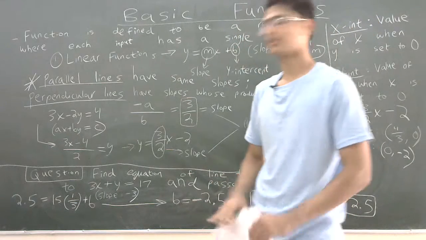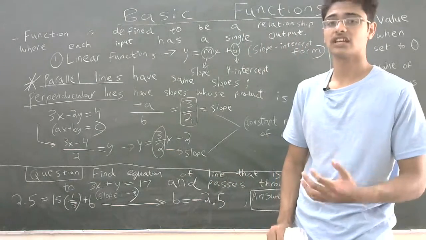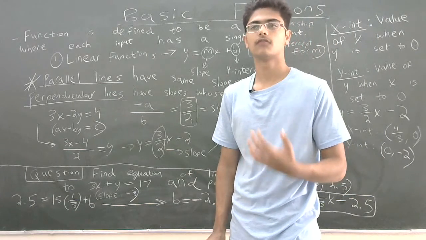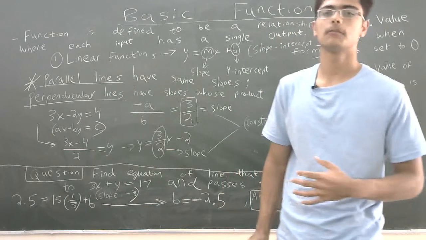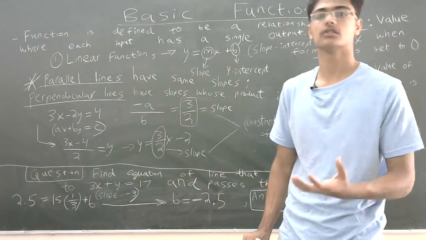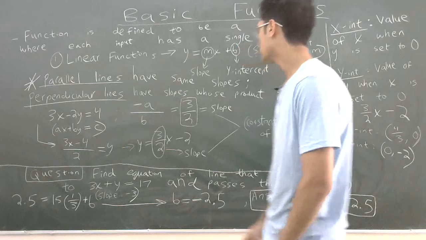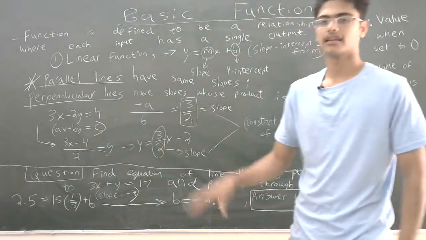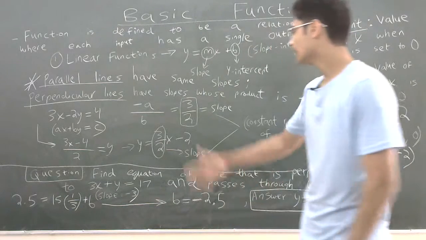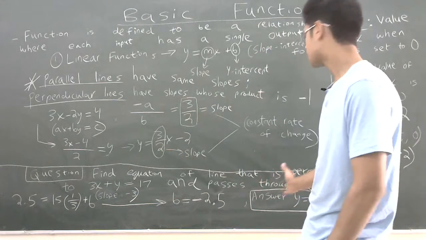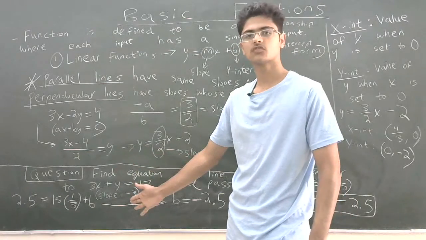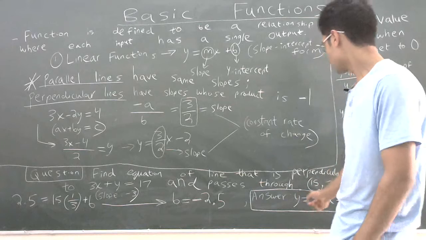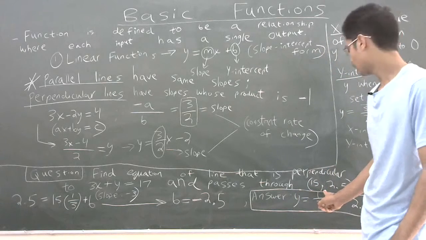So usually with these functions, you see that there's a rate of change that's constant. For instance, 5, 8, 11, 14, and that later ties up with an arithmetic sequence where there's also a constant rate of change. So here I have a question, and it usually brings in many concepts together. Find the equation of the line that is perpendicular to 3x + y = 17 and passes through the point (15, 2.5).